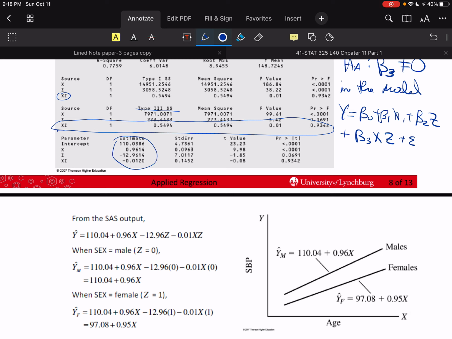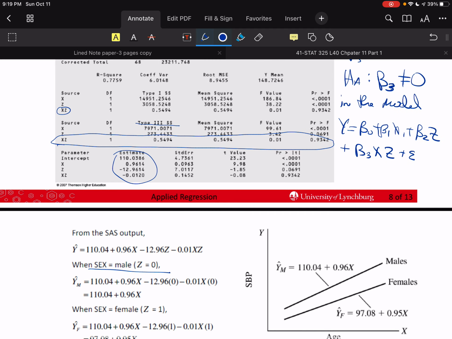Okay, so first off, we can use our estimates and actually write the line. This is our overall equation line. So we've got our estimates here that we've plugged in and rounded to 2 decimal places. Now, when sex is male, or z equals 0, the beta 2 term and the beta 3 interaction term, everything that has z, goes to 0, and we're left with our equation of only x.